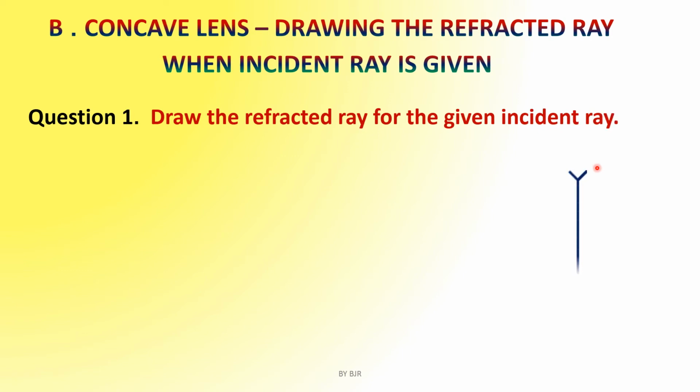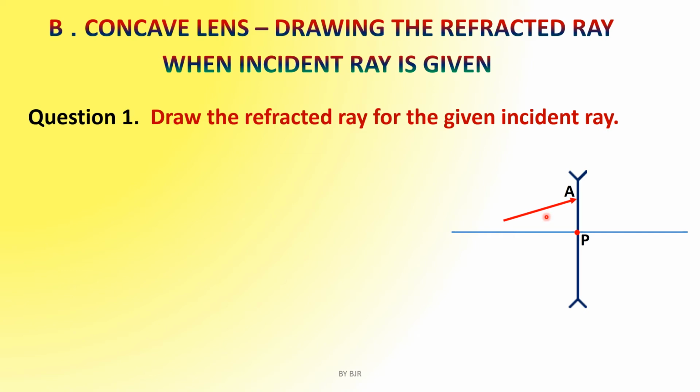Here is the problem figure. This is the concave lens. This is the principal axis. And here is the incident ray, which is incident at point A on the concave lens. And P is the optic center. So this is the problem figure. For this incident ray, we have to draw the refracted ray.